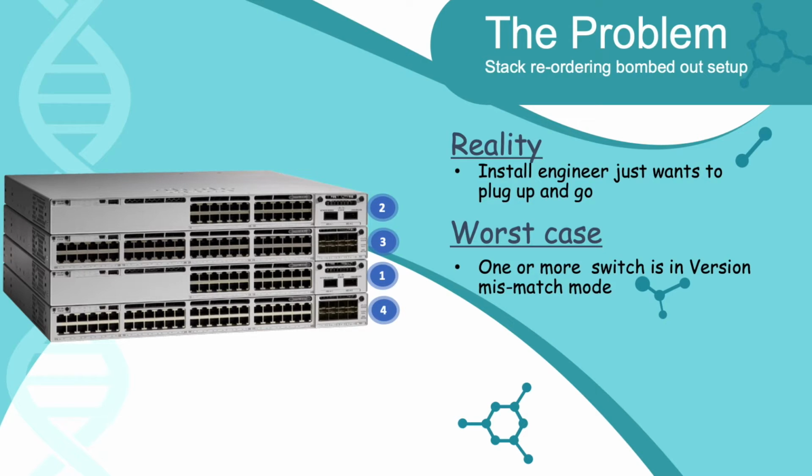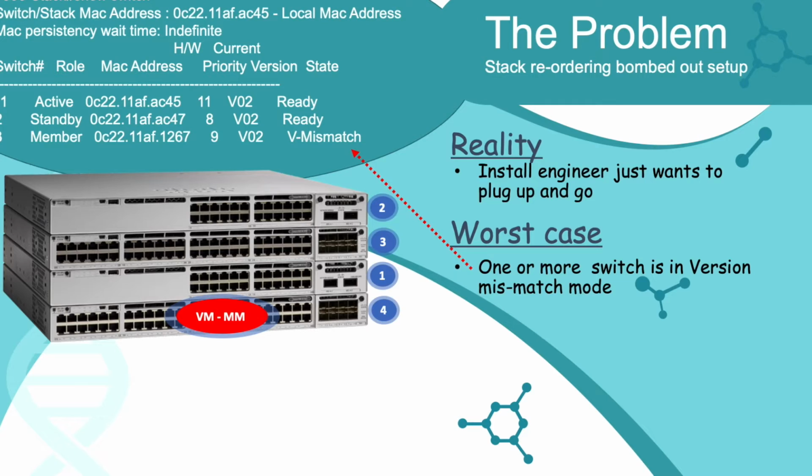That's not so bad. What's the worst case we could have here? Well, one of these switches is in a version mismatch mode. So this guy here is in a version mismatch mode, as well as the stack being out of order. You know, this is a double whack. And we can see that in show switch. We can see that it says version mismatch.